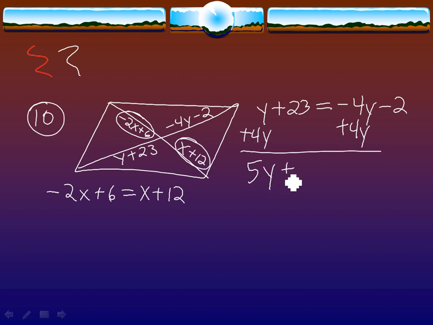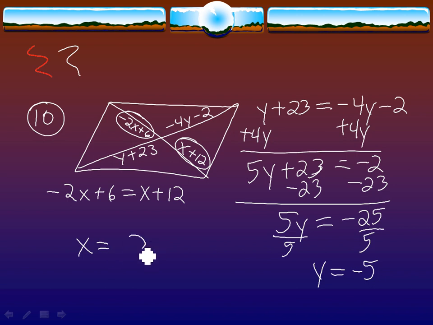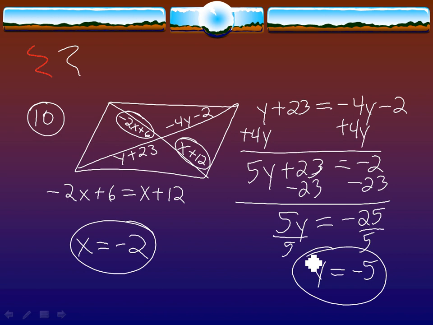It's 5y plus 23. It's negative 2. Subtract 23. 5y equals negative 25. Divide by 5. Y equals negative 5. All they wanted you to do was find x and y, right? X equals what? Negative 2. So those are our two answers. Next question.